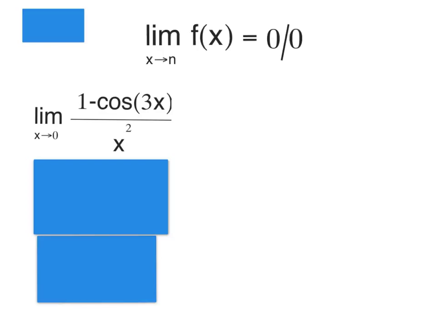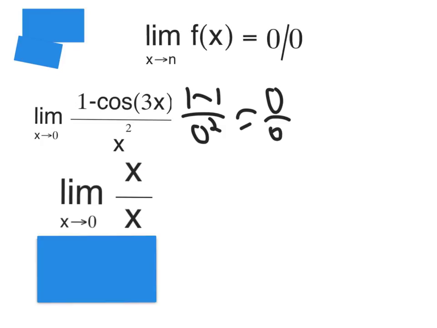problem sets. The limit as x approaches 0 of 1 minus cosine of 3x over x squared. Now, if you were to take the limit of this simply by plugging in 0, you'd get 1 minus 1 over 0 squared, resulting in the indeterminate form 0 over 0. Similarly, if you look at the simple function, the limit as x approaches 0 of x over x, you'd also get 0 over 0, indeterminate form.